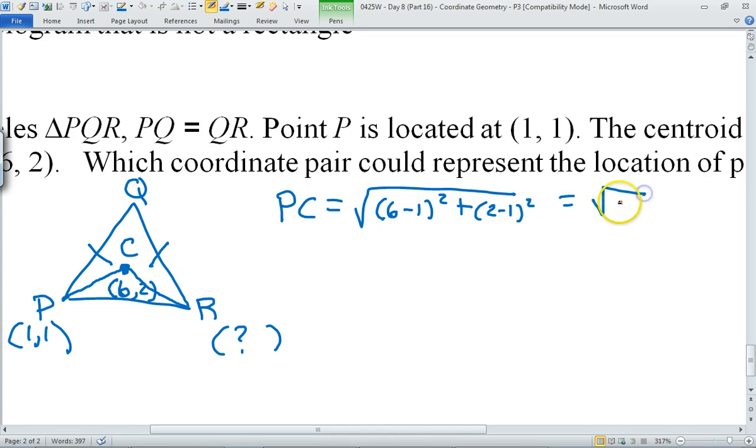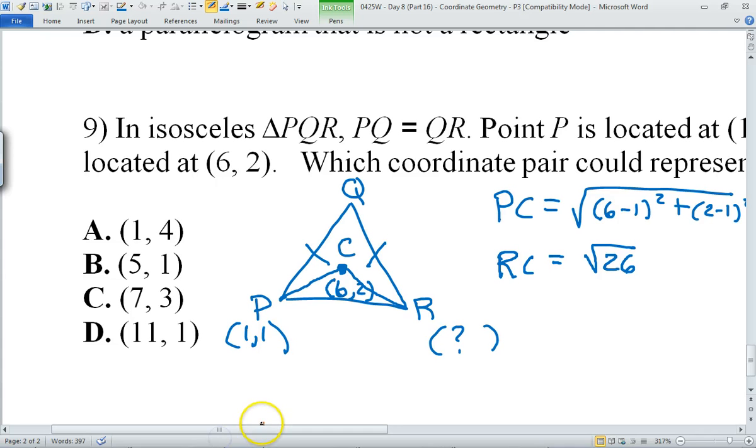Okay, so that first distance is the square root of 26. Now, if we pick the correct point R, the distance from R to C should also be the square root of 26. So let's use our common sense and try to narrow down the choices instead of just going directly in order. Looking at the coordinates, what would be your best guess at which one of these looks reasonable to go in this area of the graph? See, I heard 1 and 4, 11 and 1. So we would just try each of those.